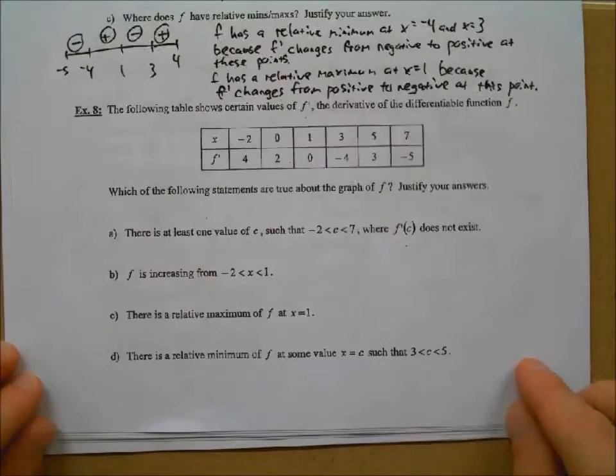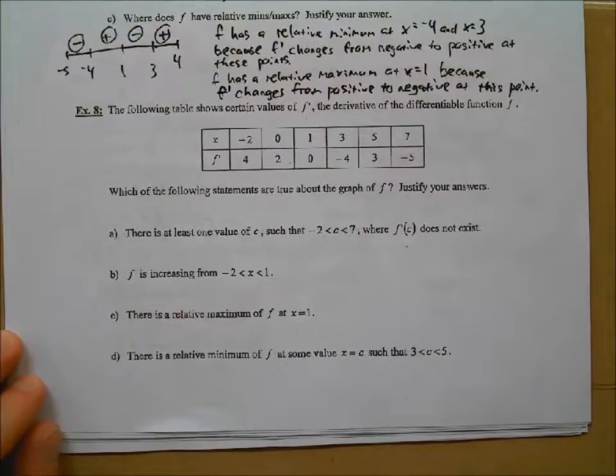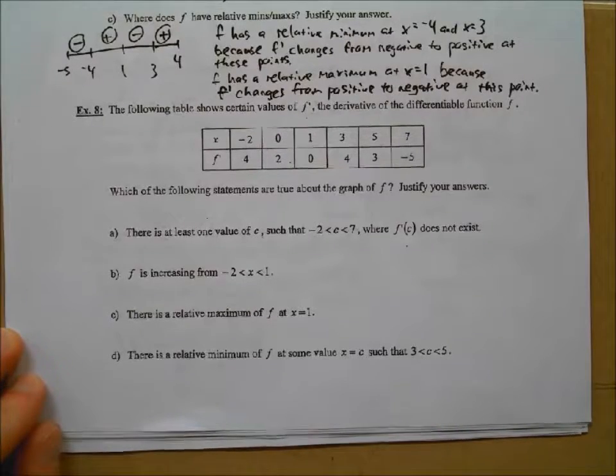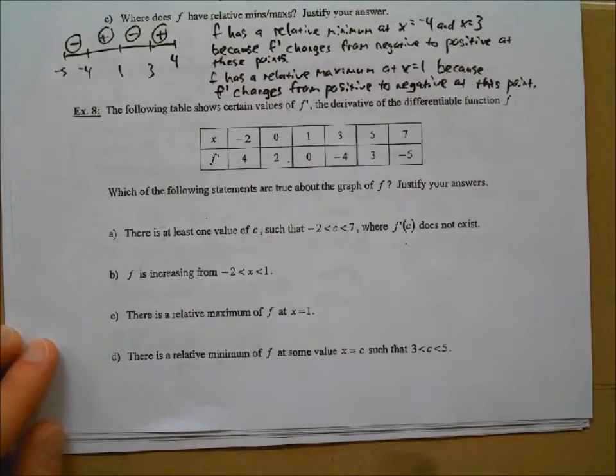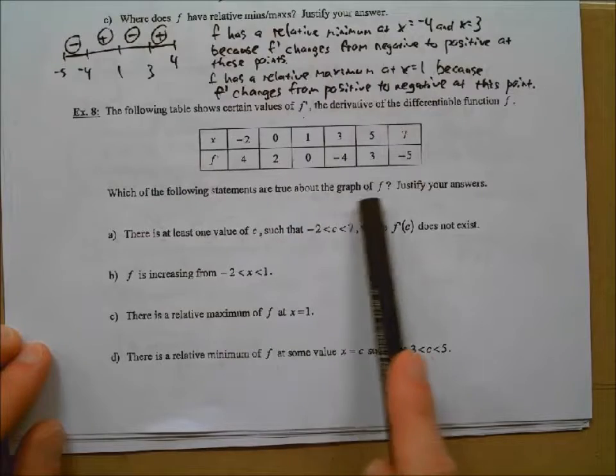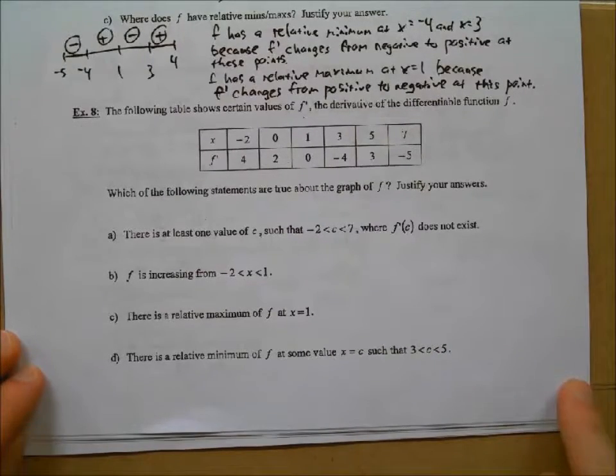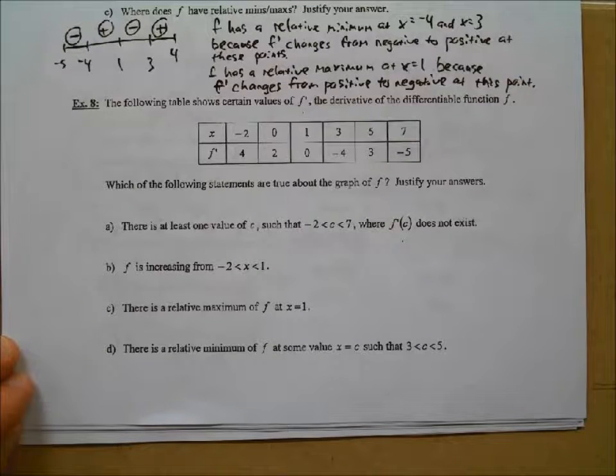So, number 8, the following table shows certain values of f prime, the derivative of the differentiable function f. Here are some x values, and some given f prime values. Which of the following statements are true about the graph of f? Justify your answers. I'd like you to consider this on your own right now. Take a minute. It says which of the following statements are true, so this is not a traditional multiple choice. It could be more than one, could be none. You have to consider each one. Think of these more like true-falses, but if you think it's true, be prepared to justify your answer.